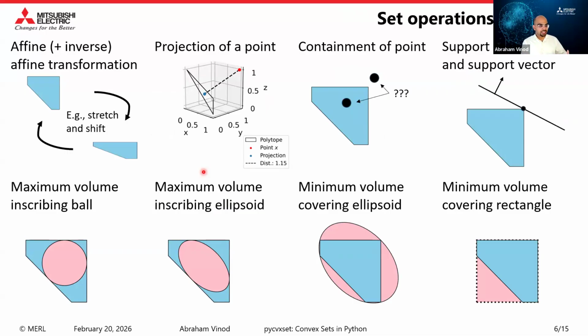So pycvxset naturally allows you to do affine transformations like stretching, shifting, rotation, and things like that, projection of a point, checking if a given point or a collection of points are within or outside the set, computing the support function or support vector. These are like affine shifts of an affine half space that touches the set. And similarly, a bunch of geometric operations like finding the maximum volume ball inscribed in the set, maximum volume ellipsoid, minimum volume ellipsoid covering the set, and minimum volume rectangle as well.